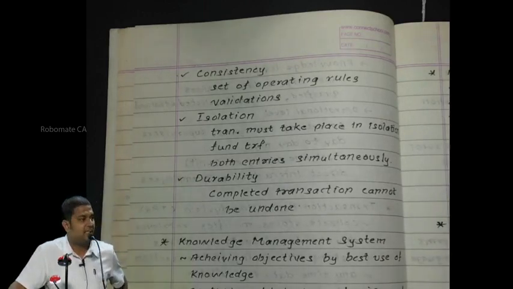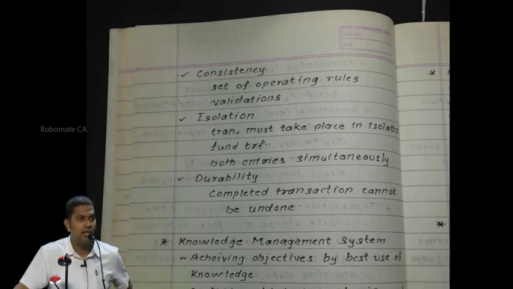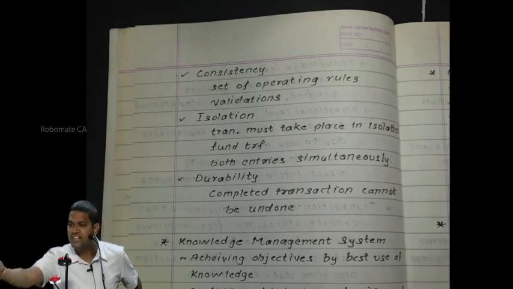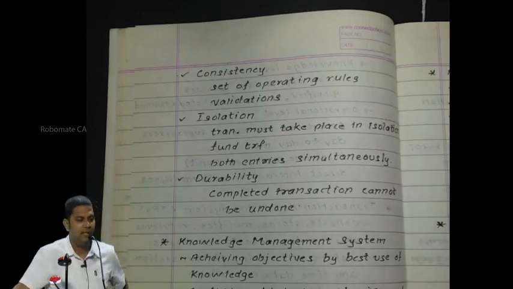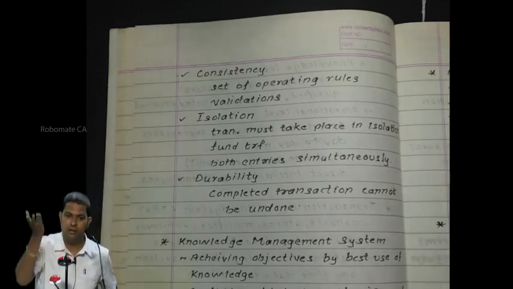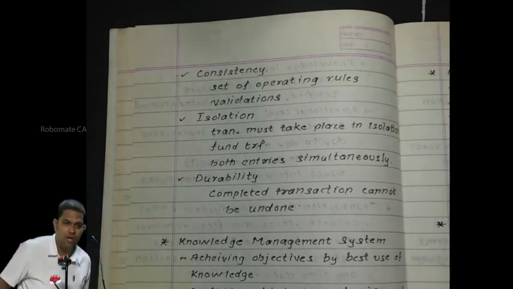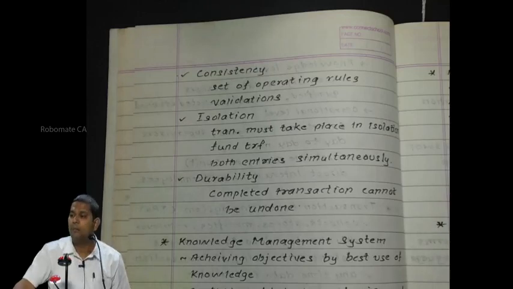Durability means a transaction which is completed cannot be undone. It cannot be reverted. Okay, if you are withdrawing cash, and then you reverse the entry, what will happen? Your balance will be again going up, but the cash is already withdrawn. It can't happen. It should not happen. And that is nothing but durability.